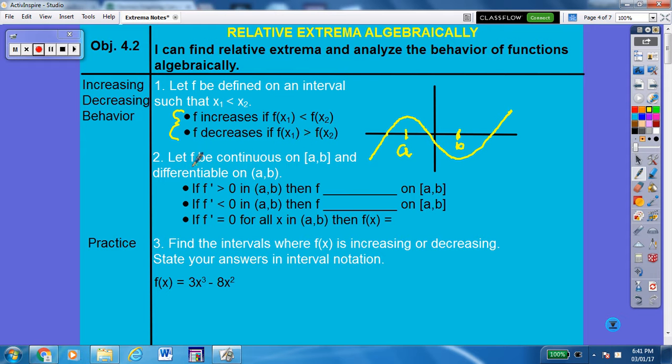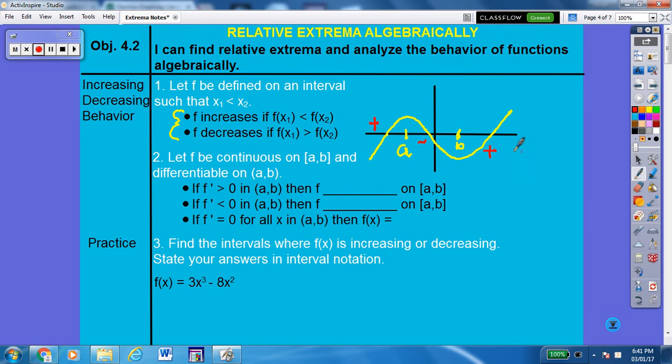Here's where derivatives are going to come into play. It says let f be continuous on [a, b] and differentiable on (a, b). If f prime of x is greater than 0, meaning positive, what that's going to imply, and if you look at this picture, derivative, remember, is the slope of the tangent line. So if you look at the slope of the tangent line along this interval here all the way up to a, you're going to notice that it's a positive slope. So clearly this function is increasing, which implies that you have a positive slope. Now as you're decreasing, you get negative slope and then back increasing positive.